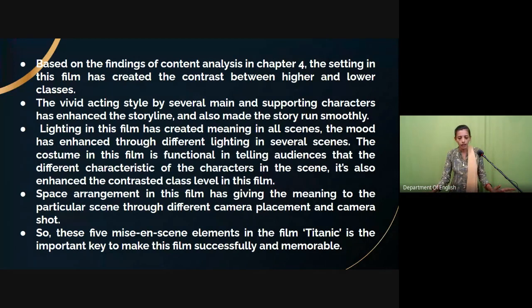The vivid acting style by the several main and supporting characters has enhanced the storyline and also made the story run smoothly. Lighting in this film has created meaning in all scenes. The mood is enhanced through different lighting in several scenes. The costume in this film is functional in telling the audience the different characteristics of the characters in the scenes. It also enhances the contrast of class level in this film. Space arrangement in this film has given meaning to particular scenes through different camera placement and camera shots. So these five mise-en-scene elements in the film Titanic are the important key to making this film successful and memorable.